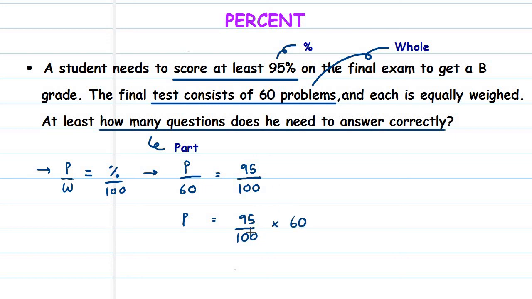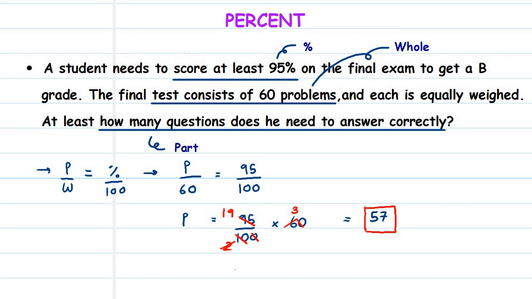We can simplify this, cross out the 0 first, and this should give us 2, while this is going to give us 19, and then 6 divided by 2 is going to be 3. So we are left with 19 times 3, and that's going to be 57. And that is the answer. So he needs to answer 57 questions correctly in order to get a B grade.